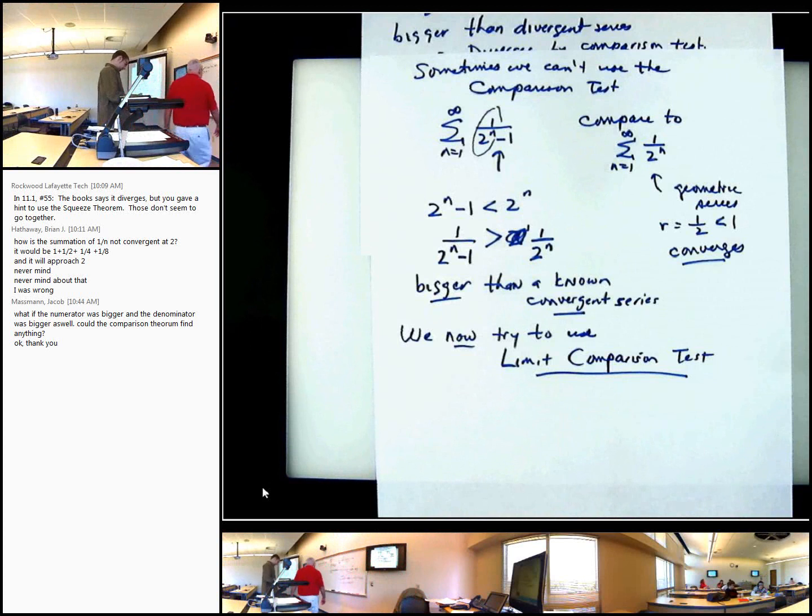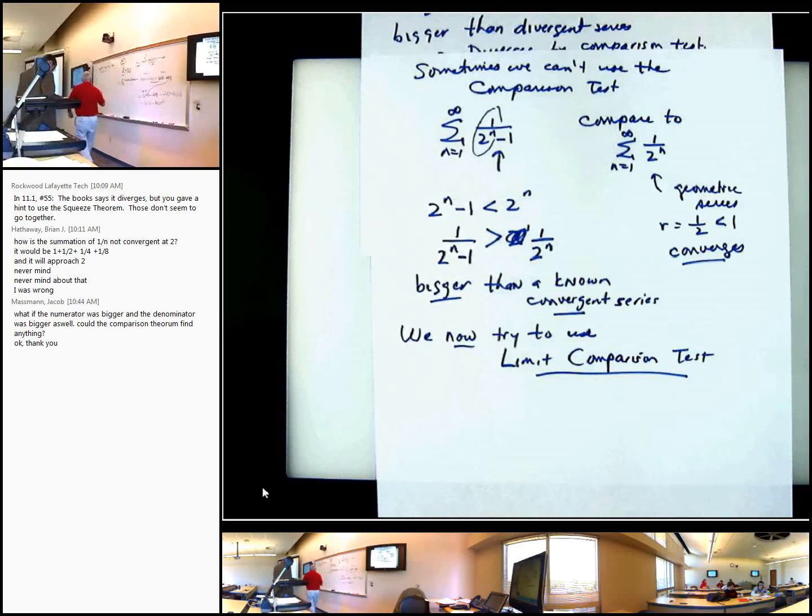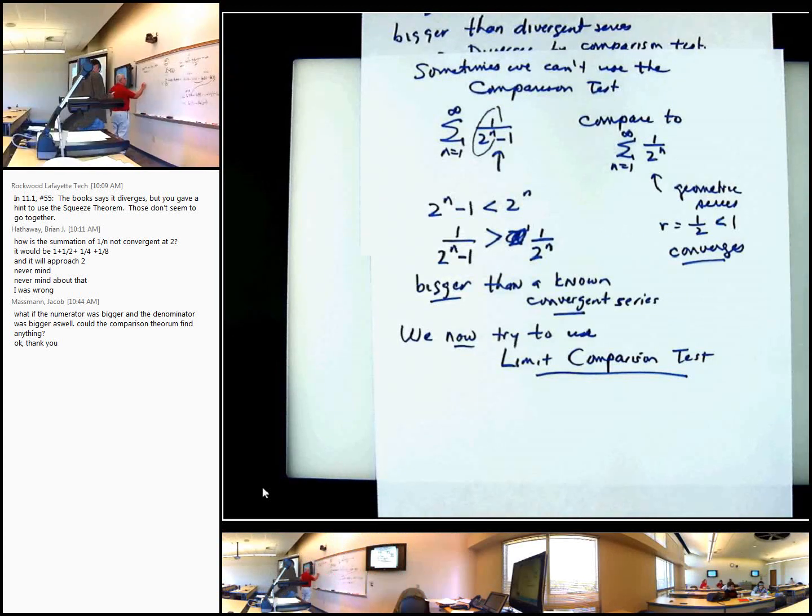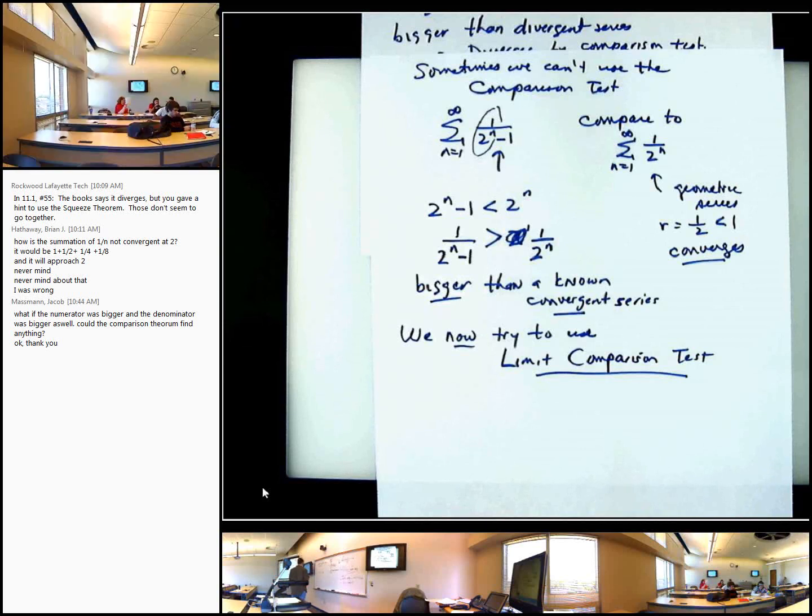Try to figure out what kind of series it is. Read off the terms: 1/3, 2/9, 1/27, 2/81. See the bottom is going up by powers of 3. And what they were just asking is, is it convergent or what? If it's convergent, find its sum.